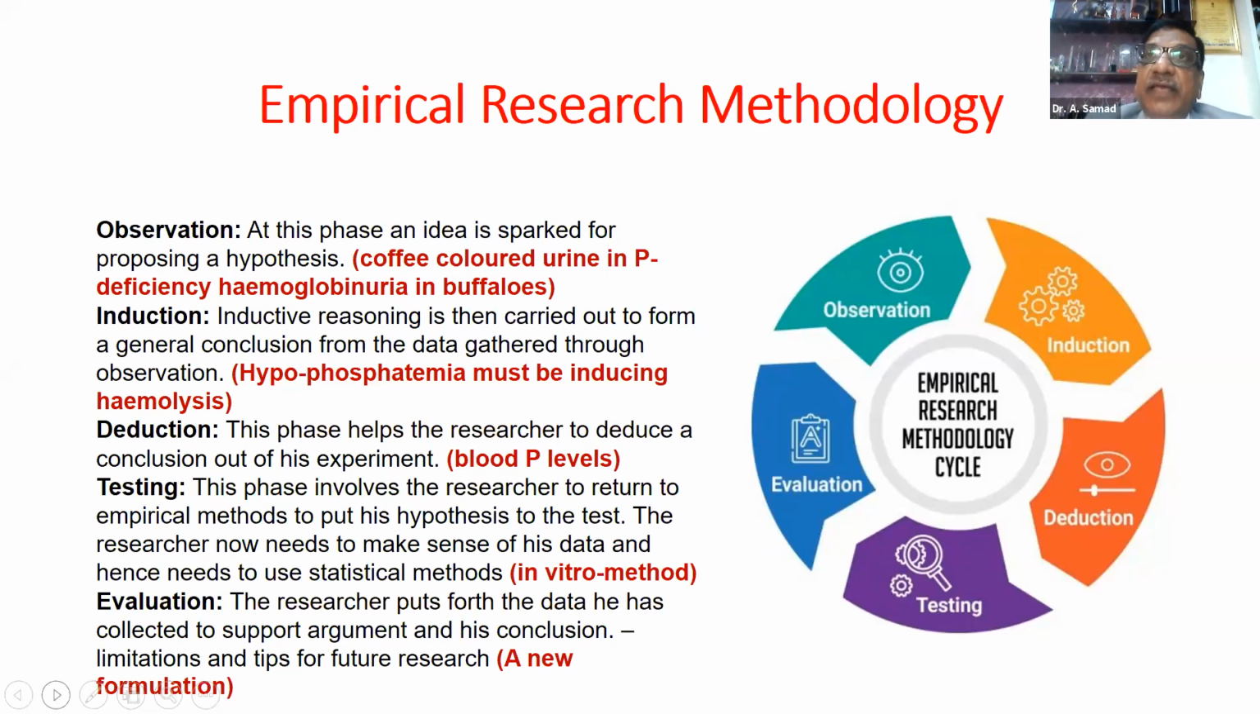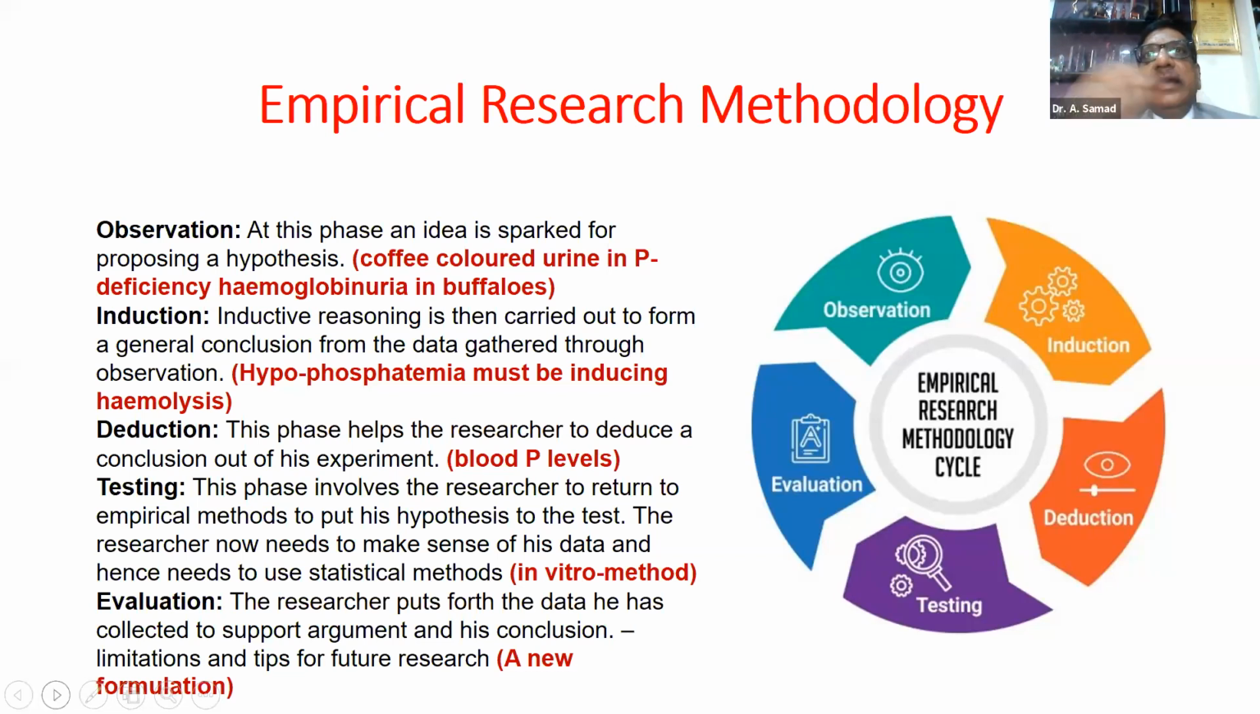Now, in the testing phase, I followed two methods, because the first thing was that if I go to clinical cases, there would be lots of variables which I would not be able to control. So what I did, I formed an in vitro method, and in that in vitro method, I found a technique by which I could get the phosphorus out of the plasma, so that the plasma was absolutely phosphorus free.